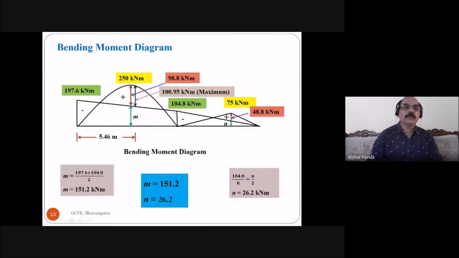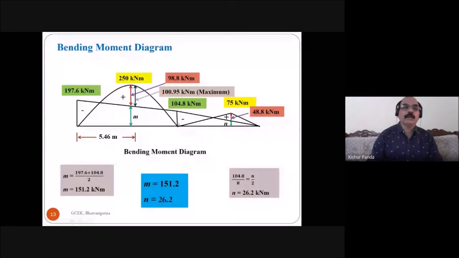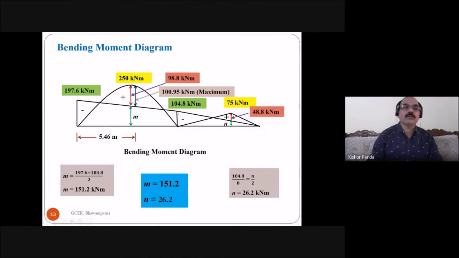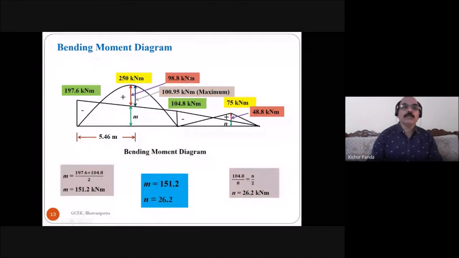Here you see this is 197.6 and this is 104.8. Because you have to find out at the midpoint, you have to take the average of these two: (197.6 plus 104.8) by 2. So here you got M is equal to 151.2 kilonewton meter. Then 250 minus 151.2 kilonewton meter, then we will get the positive moment at the midpoint, which is 98.8 kilonewton meter.